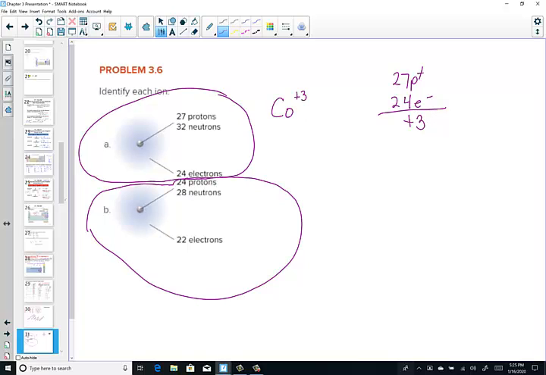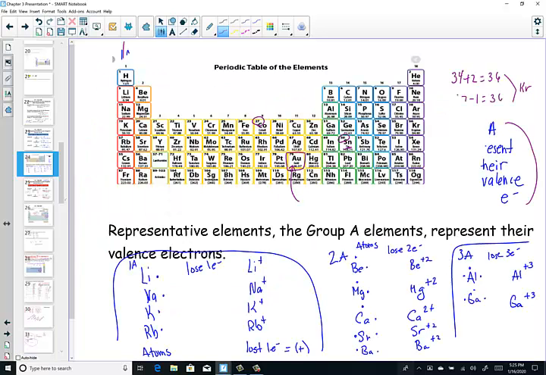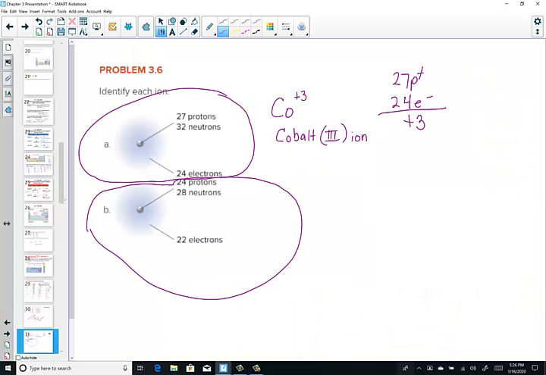So to name this, this becomes the cobalt Roman numeral 3 ion. Roman numerals are required for these elements called transition elements. Cobalt lives in the heartland. I don't know your charge by where you live. You're a shorty, you're a transition metal. So I have to tell you the charge based on the Roman numeral.